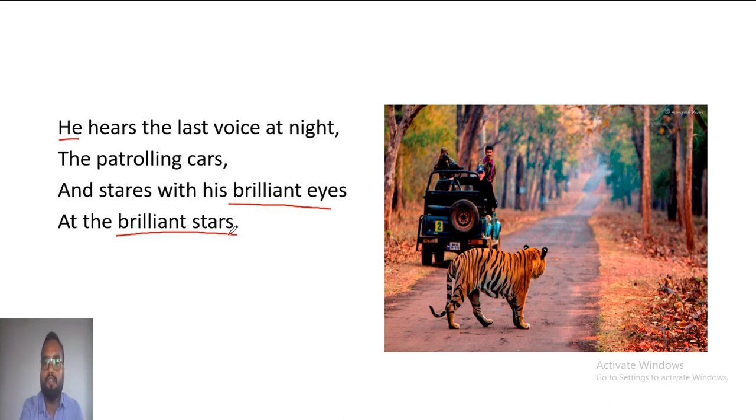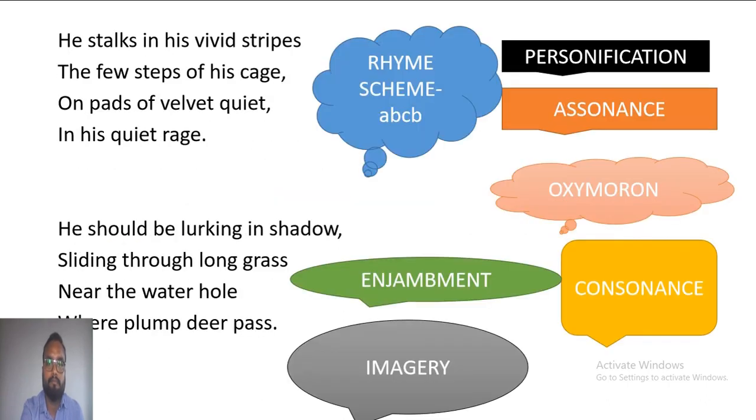Now let's move to the literary devices. This is the first paragraph. In the first paragraph, "he" stands for personification. He stands for the tiger, and generally we know that "he" is used for human beings, for males, but here it has been used for the tiger. So it is personification. Here the tiger has been personified with the help of the word "he".